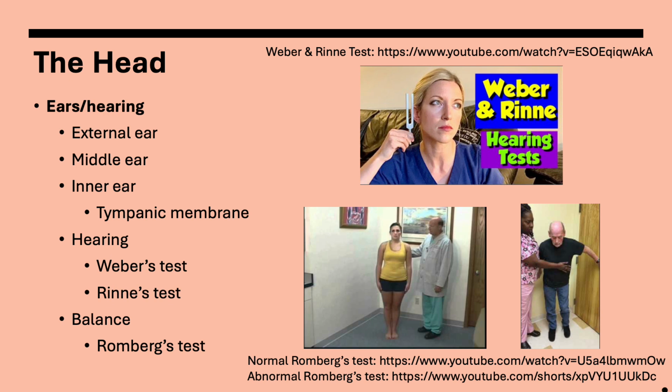As for the Romberg's test, the client should be able to stand with their feet together and eyes closed and maintain balance with minimal swaying. So swaying and moving would indicate a positive Romberg's test, which could indicate a vestibular or cerebellar disorder. On the left bottom is a normal Romberg's test, and on the right bottom is an abnormal Romberg's test. So you can go ahead and watch those.